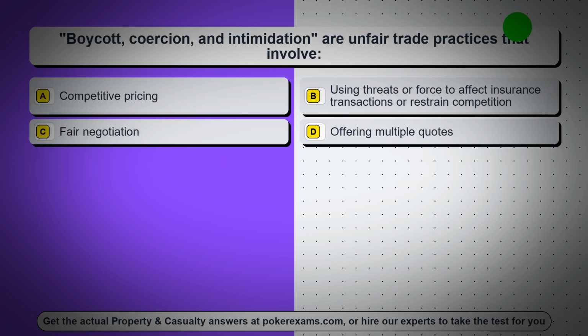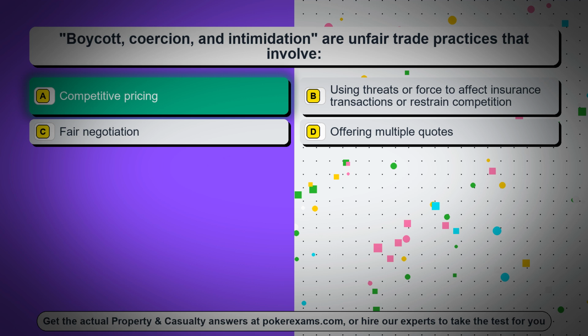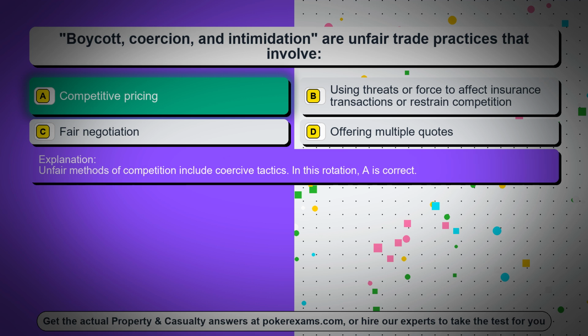Question 6. Boycott, coercion, and intimidation are unfair trade practices that involve: Option A, Competitive pricing. Option B, Using threats or force to affect insurance transactions or restrain competition. Option C, Fair negotiation. Option D, Offering multiple quotes. The correct answer is option A. Competitive pricing. Unfair methods of competition include coercive tactics. In this rotation, A is correct.